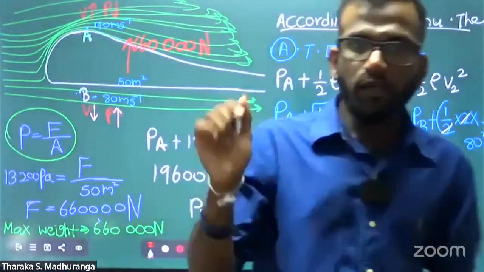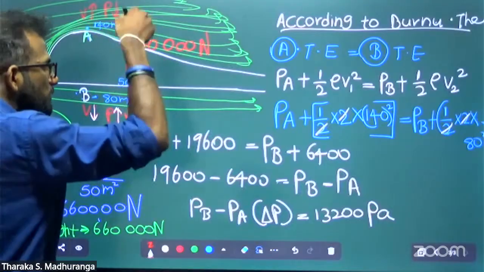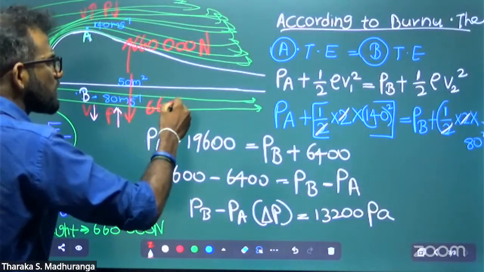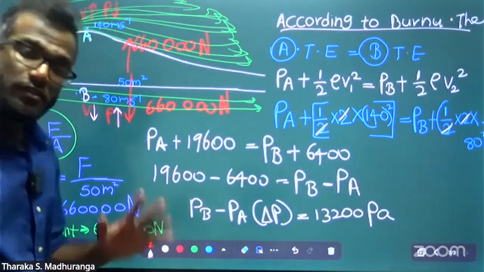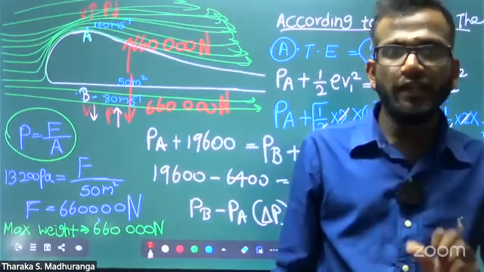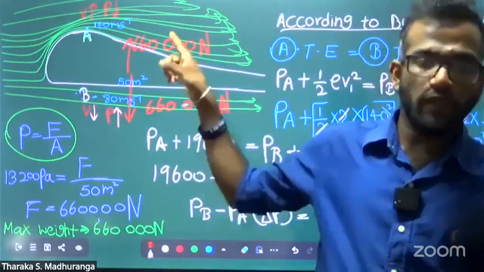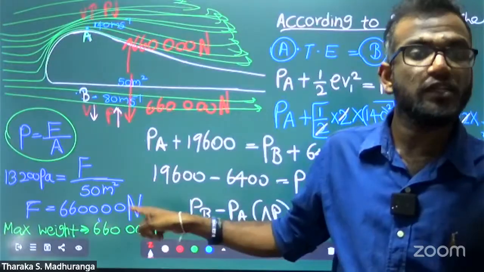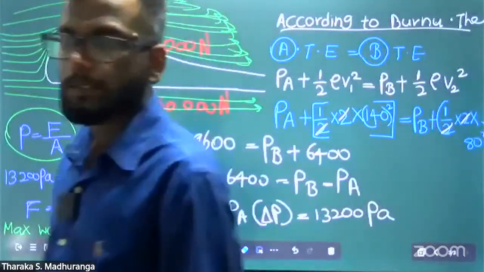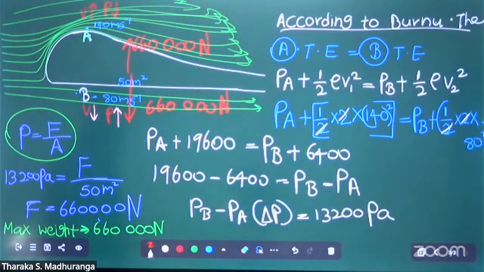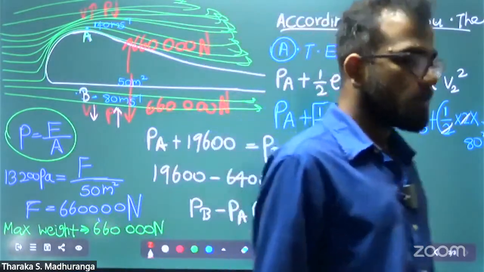The maximum weight of the plane is 66,660,000 Newton. That is the maximum. For safe flight, it should be less than this value, the weight. This is the maximum. The question asks for the maximum. This is a maximum value. Understood? Are you good? Okay.